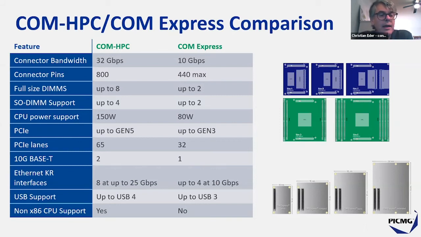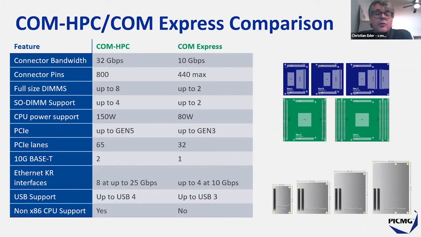Of course, normal BASE-T interfaces are defined here, and also the fast Ethernet KR interfaces. Those are limited on COM-Express to 10 gigabits per second. It's 4 times 10. And on COM-HPC, we can scale up to 8 times 25. Of course, you can bundle the 25 gigabit lanes, which means you can also support 2 times 100 gigabits per second. And that's really server-like performance.